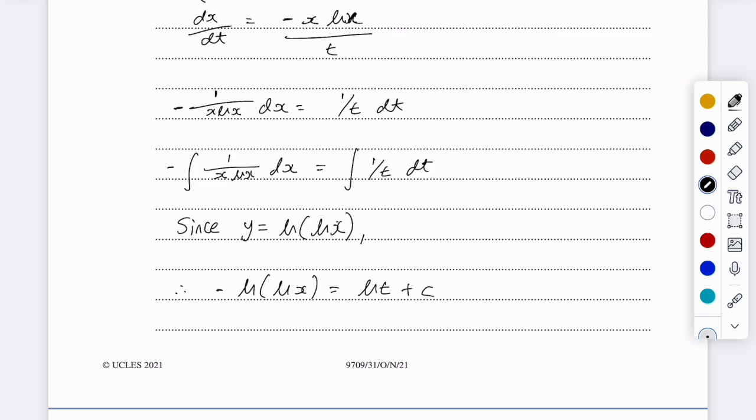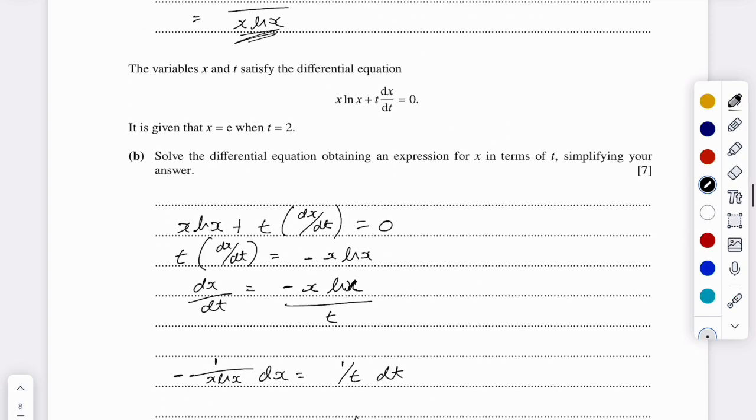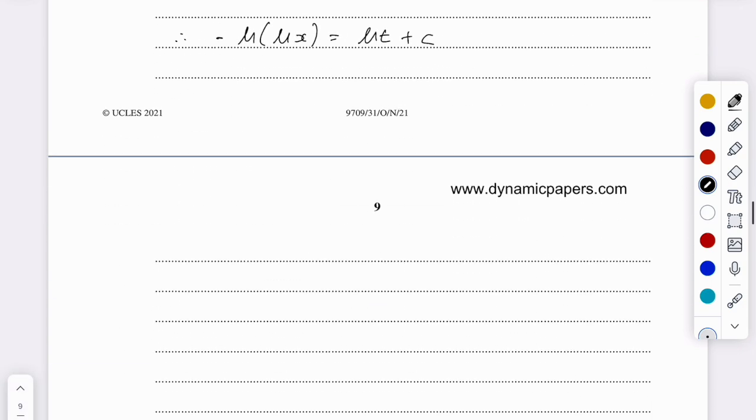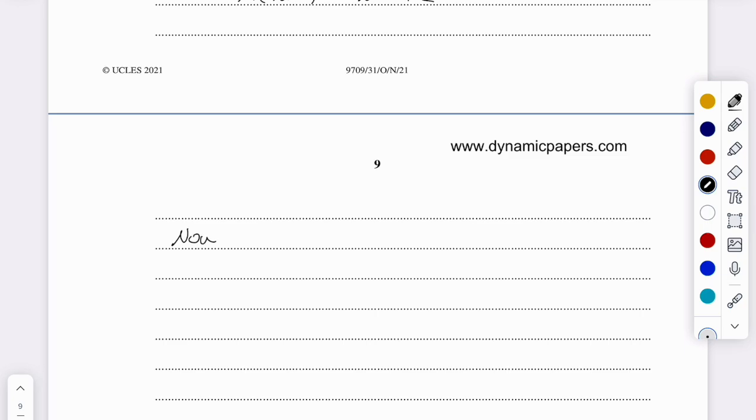Now, why have we done that? Because, as you can see, we've integrated this and we've applied the minus to it. And over here, it's just a simple case of integrating according to our ln rules. So that's ln t, and adding the constant of integration. But we're not done yet. It's given that x equals e when t equals 2. So now x equals e when t is equal to 2.